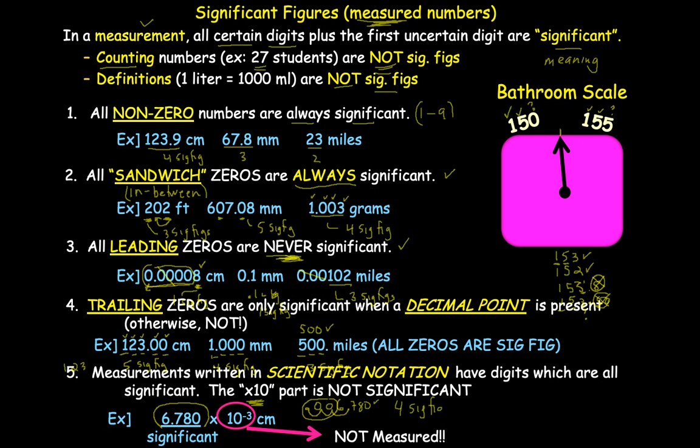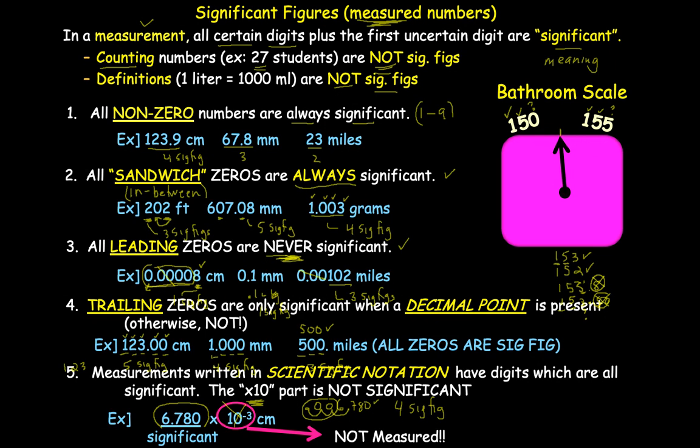So that's pretty cool because scientific notation really helps us, right? But the times 10 part is not the significant part of the number because it's not measured. Those are just driving directions. So to review, non-zero numbers, 1 through 9, are always significant. Sandwich zeros, in between other numbers, are always significant. Leading zeros, which means zeros before measured numbers, are never significant. You don't count them as far as a measurement.